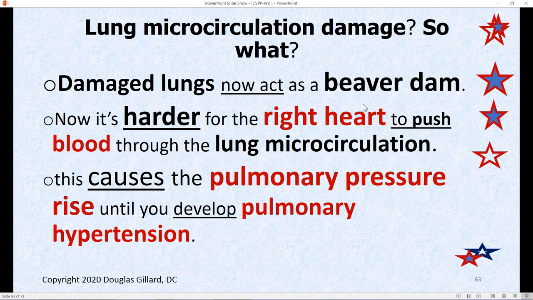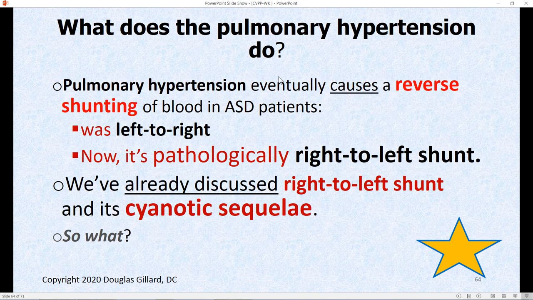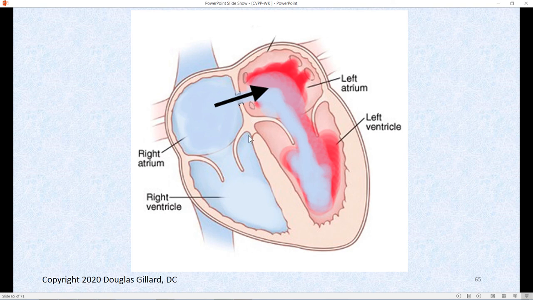So what? Now the damage, everything I said, damaged lungs are going to act like a beaver dam. The right heart's going to push hard. That's going to cause pulmonary hypertension. And pulmonary hypertension is going to finally cause a reverse shunt. Once you get the pathological right to left shunt, now you have cyanosis and its sequelae. And there's just a cartoon showing the left to right shunt.